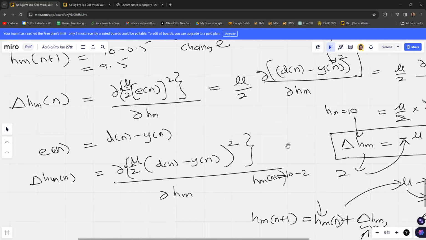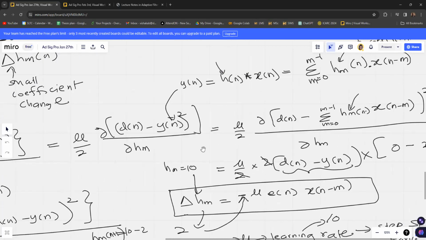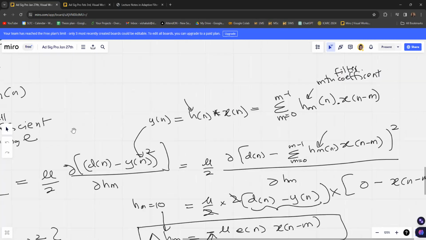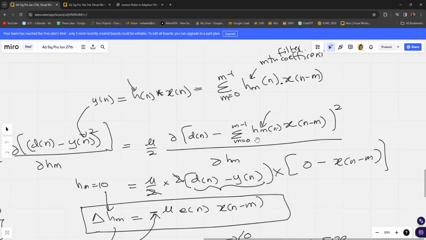So yn I can denote using h values or filter coefficients. So in here, yn can be substituted with hn convolution xn, and that can also be written as a summation of hm and xn minus m. So that we can include in here, which will have the filter coefficient values.